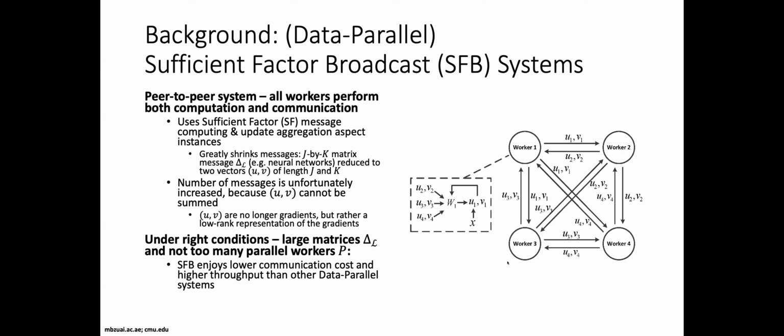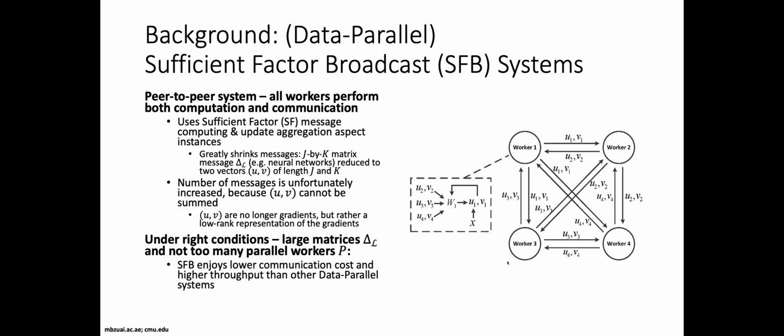If you have a batch size of 16, you have to send 16 messages across the network rather than a single gradient sum. But as it turns out, if you have a 4096 by 4096 matrix, that's 8,000 elements if you send the vectors, and something like 16 million elements if you send the actual matrix over. So there's a potential for huge savings under the right conditions.